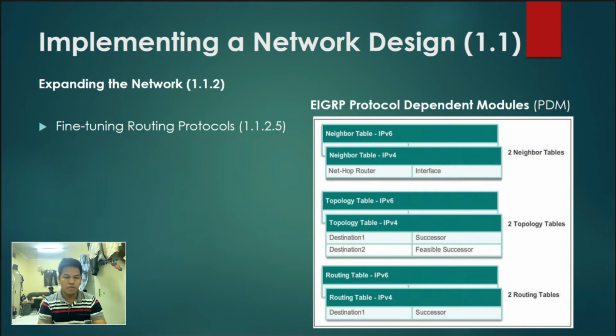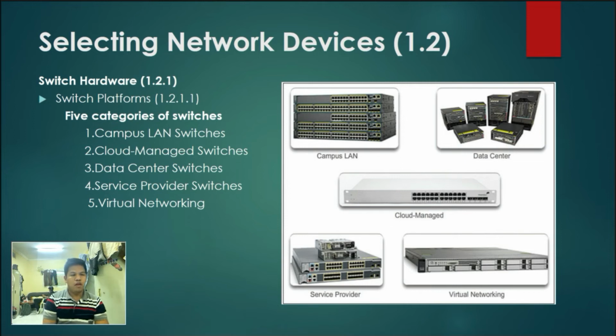For switch platforms, when designing a network, it is important to select the proper hardware to meet the current network requirements, as well as to allow for network growth. There are 5 categories of switches for enterprise networks, as shown in this figure. First is the campus LAN switch. Next are the cloud-managed switches, the data center switches, service provider switches, and lastly virtual networking.